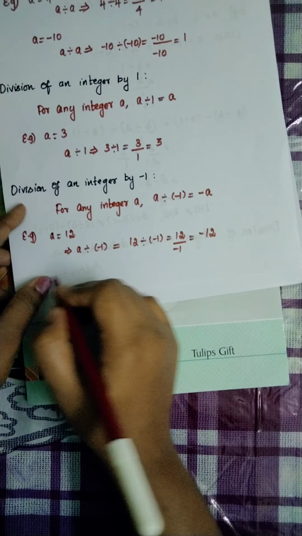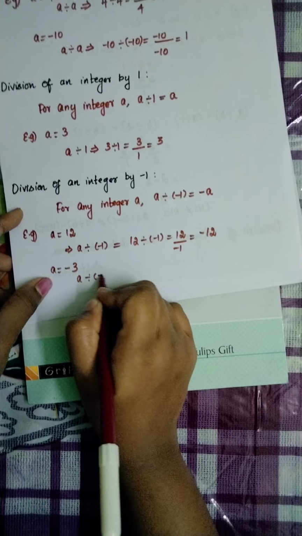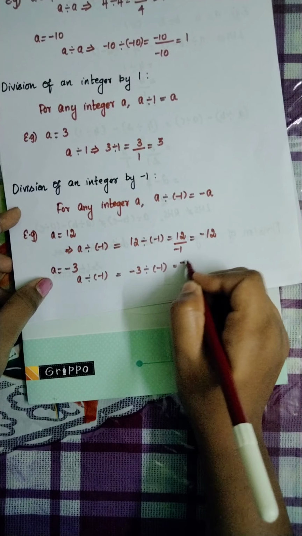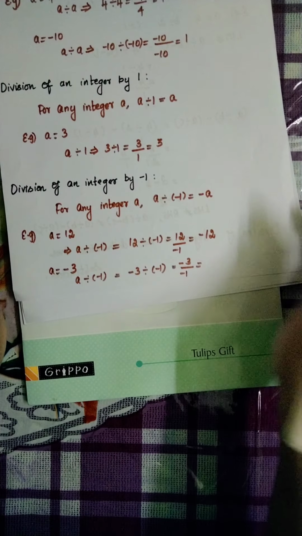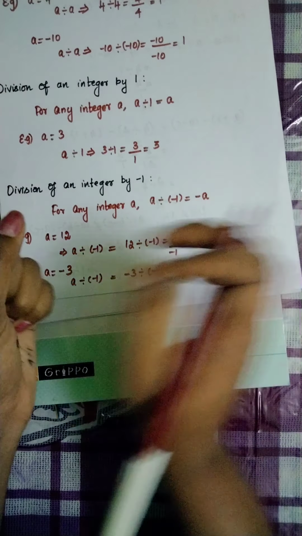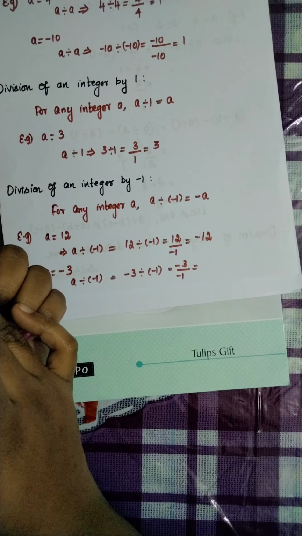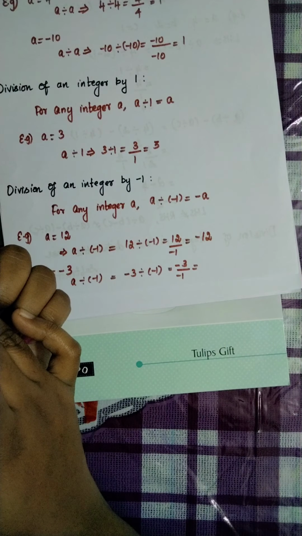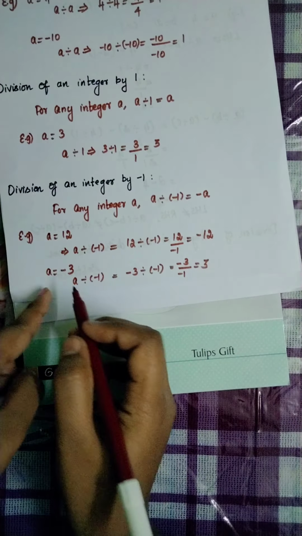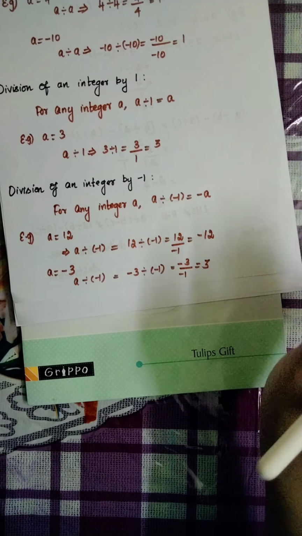If you are taking the value of a as minus 3, what is the answer? a divided by minus 1, so minus 3 divided by minus 1. Here both the numbers have the same sign. Already I have told one rule: when you are dividing a negative integer by a negative integer, the final answer is positive. Yes, very good. So we are getting the answer 3. The question is minus 3 and we are getting the answer 3, just opposite, that is just the inverse. Okay, this is the condition.